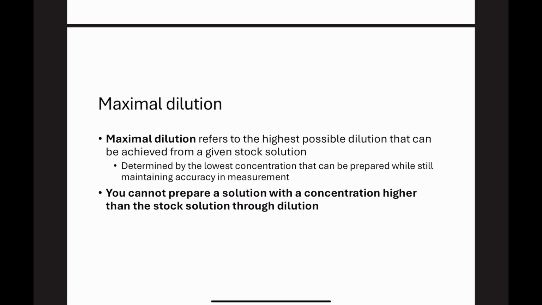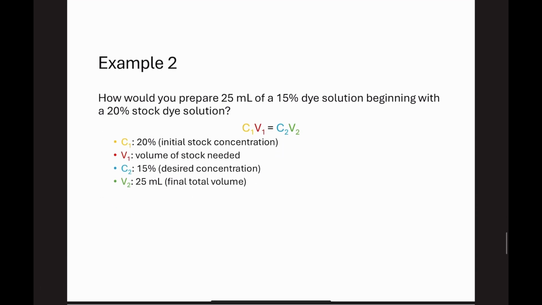And we need to remember that we cannot prepare a solution with a concentration higher than the stock solution through dilution. Dilution can only reduce our concentration. It cannot increase our concentrations. So we are going to go over this example, and what this example is asking us to do is prepare 25 milliliters of a 15% dye solution, beginning with a 20% stock dye solution.